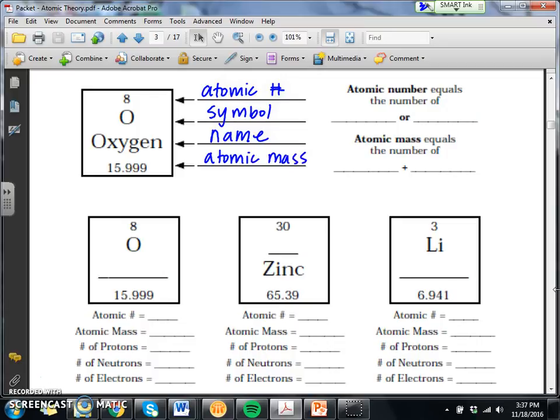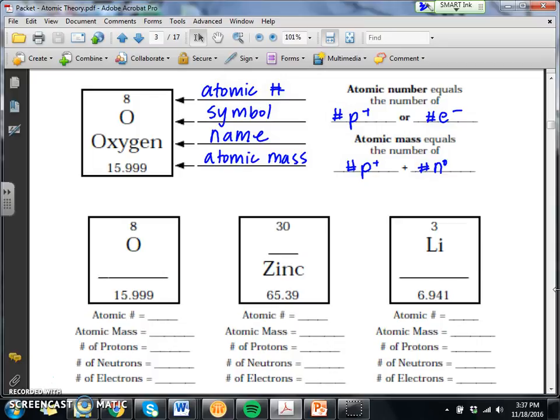We also know that the atomic number is equal to the number of protons or the number of electrons. And we know that our atomic mass is the number of protons plus the number of neutrons. Now in this video, I went ahead and used the symbol for proton, neutron, and electron. You can write it out if you want, but it takes too much time. So let's work through a sample problem. Okay, we need to fill in the blanks.